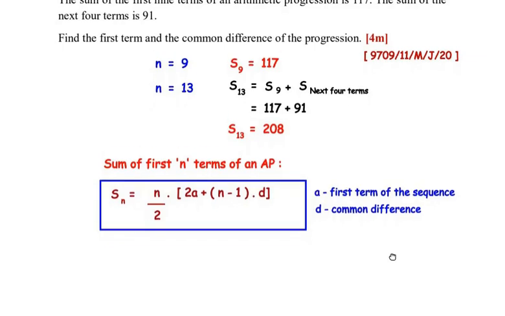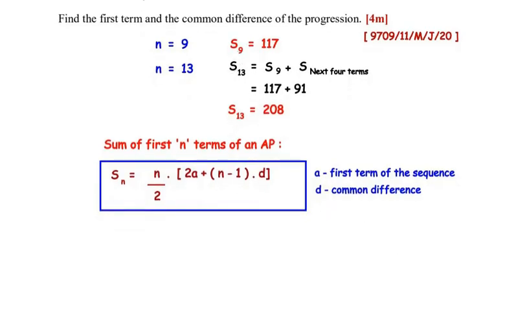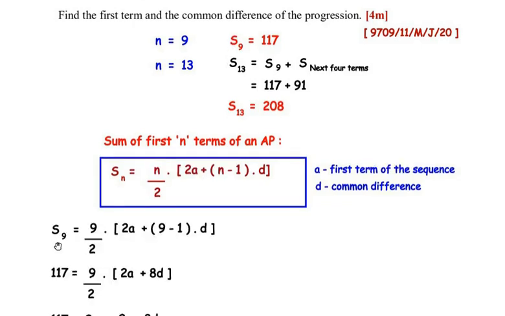Since we have the sum of 9 terms and the sum of 13 terms, let us use the data to find the common difference and the first term, starting with the sum of 9 terms. In place of n we replace 9, so S9 is 9 over 2 times (2a plus (9 minus 1) times d). The sum of 9 terms given is 117, so 117 equals 9 over 2 times (2a plus 8d).